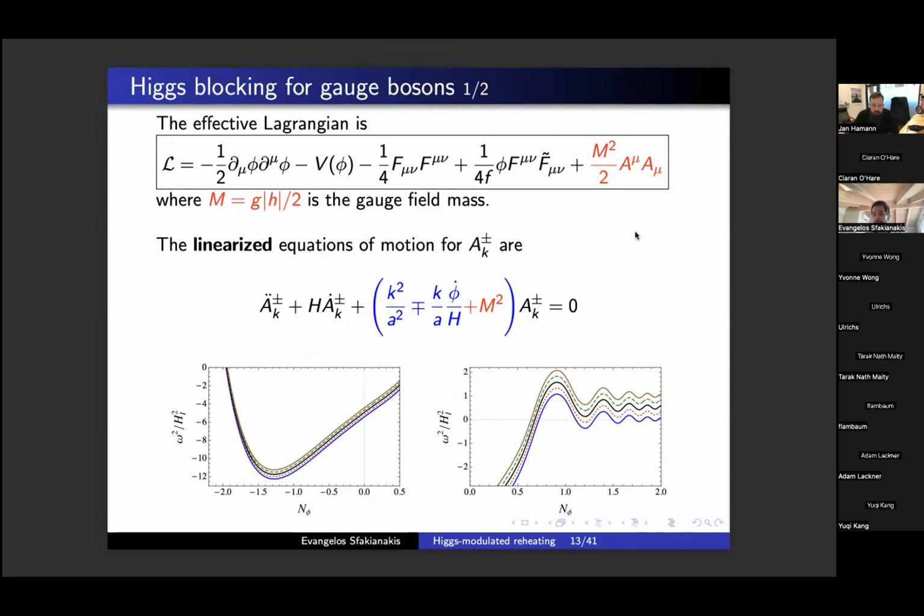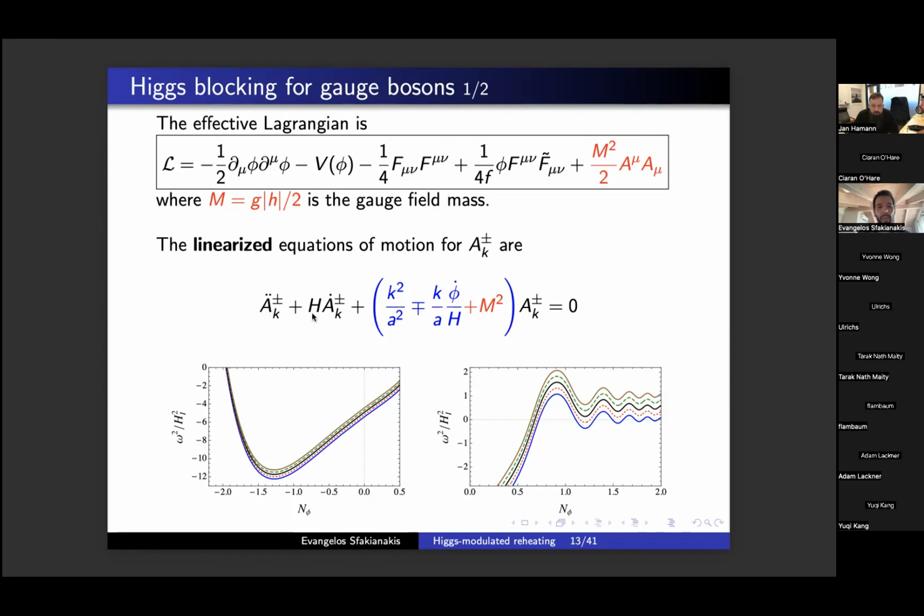I'm ignoring decays to the photon. Because I don't want to deal with the SU(2), which is complicated, I write down an abelian Higgs version, right? So a U(1) field with a mass, and this mass is related to the VEV of the Higgs field. They linearize the equations of motion for these A's, for the two polarizations, plus and minus, of the mode of this gauge field.